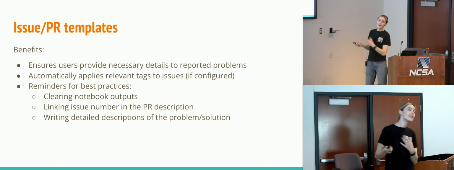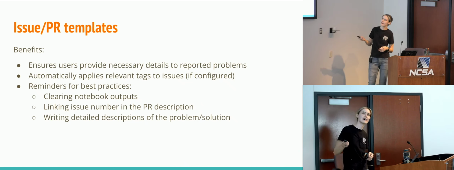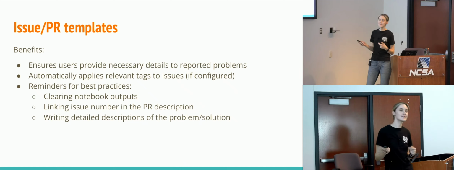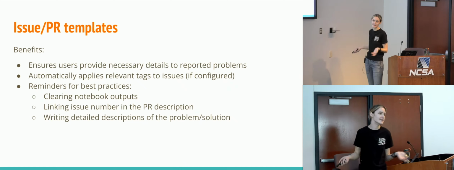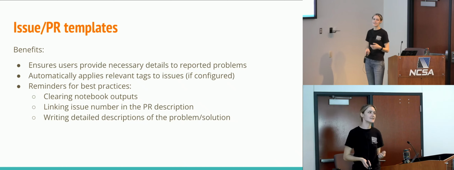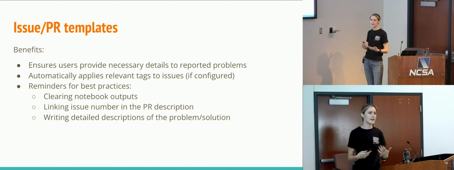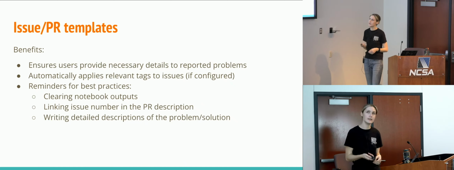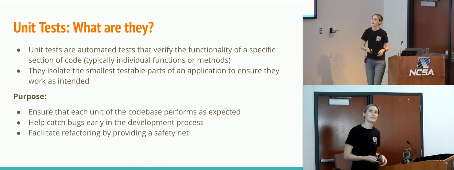And so I love PR templates because essentially it'll give you a little checklist that you know, you should be clearing out your notebook outputs, and you should be linking your issue number in the PR description to say, hey, I'm closing issue number 37, and you should be writing any kind of description of what's happening. We have that little checklist to make sure other people follow this kind of structure that we're trying to maintain in our pull requests. And now on to tests, everybody's favorite part of coding.